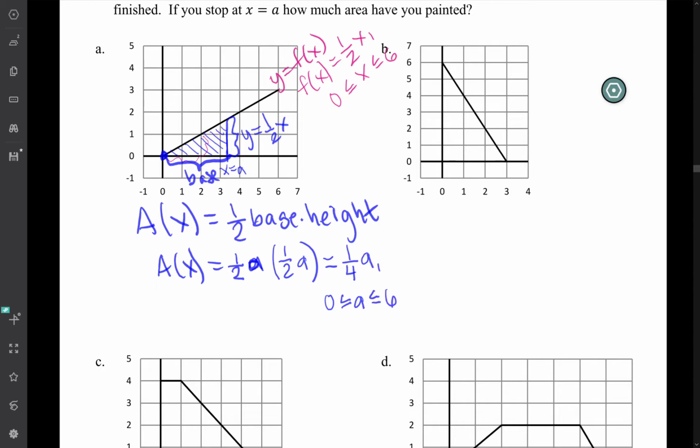And again, the beauty of this whole thing is that that'll work no matter where you put a. So if you put a at 6, it'll give you the right answer. If you put a at 1, it'll give you the right answer. If you put a at 3.2, it'll give you the right answer. That's what we're going for.